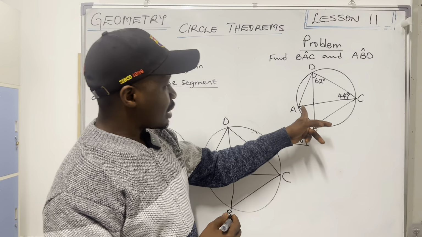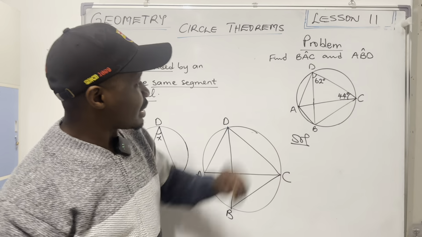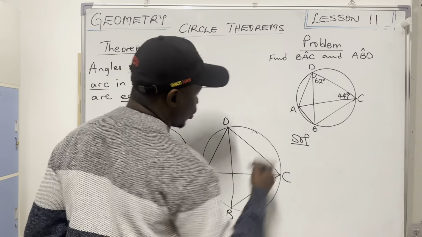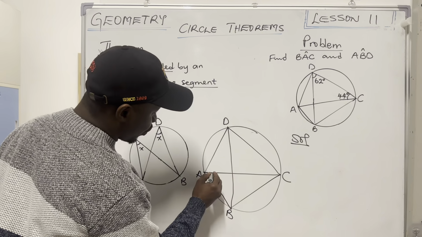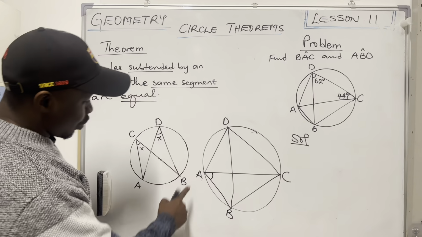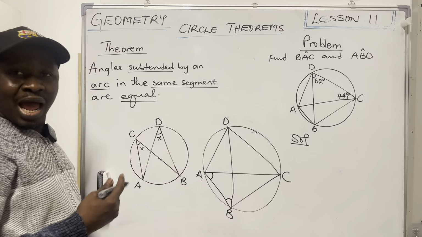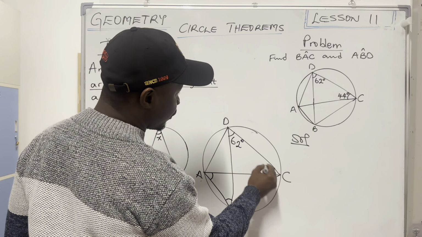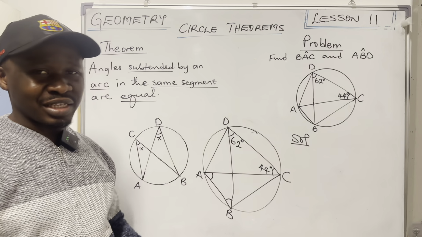Sorry, there is a line here. I just made the correction. We want to find angle BAC. This is the angle we want to find. There's supposed to be a line here. And also angle ABD. We also want to find this angle. But the angles that are given here are 62 and 44 degrees. We want to find this angle, we want to find this angle.